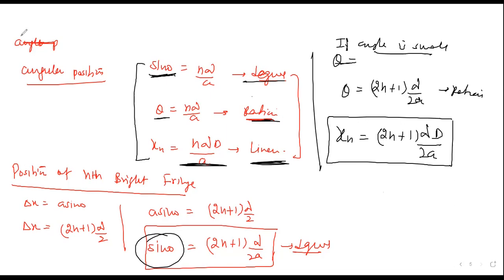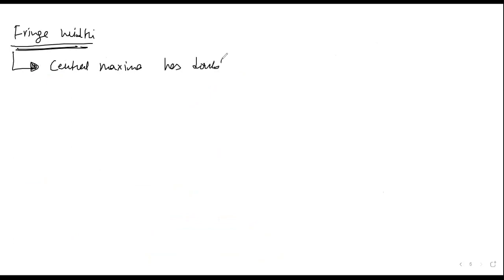So we write the heading: fringe width. What important point you have to remember here first is that the central maxima has double the width of any other maxima. So it's very important here. Central maxima has double width than any other maxima.